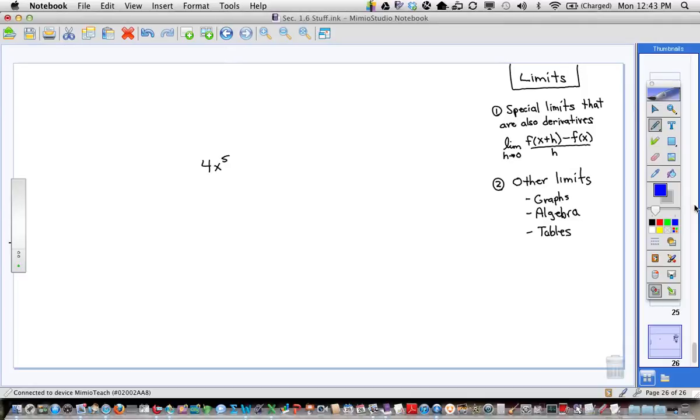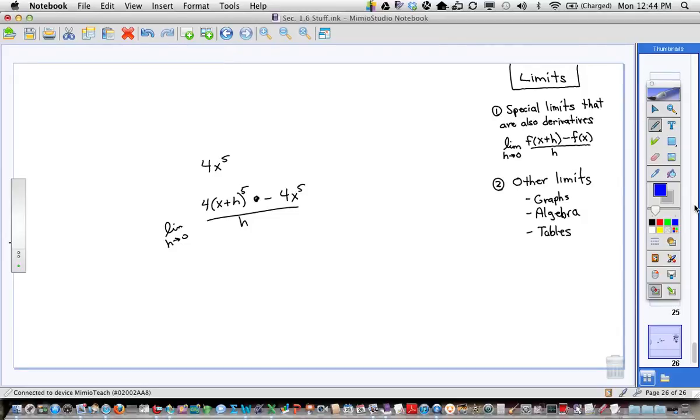If I give you 4x to the 5th and ask you for its derivative, what are you going to tell me? 20x to the 4th, right? And you didn't do a limit there. You didn't have anything to do with a limit, right? But behind the scenes, what was happening was this: 4 times x plus h to the 5th minus 4x to the 5th, all over h, limit as h approaches 0. That's a way we could have done it.